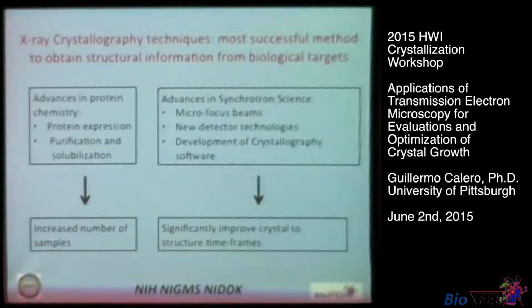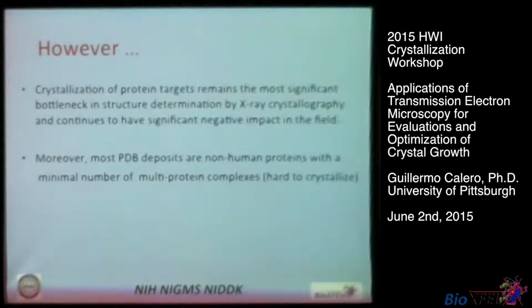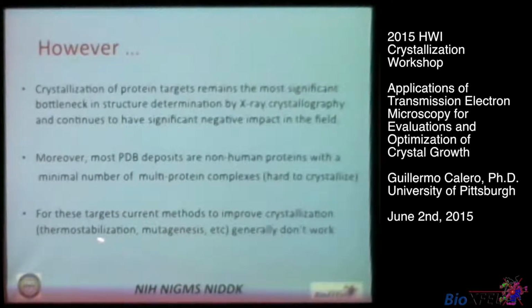However, crystallization of protein remains the most significant bottleneck in structural determination by X-ray, and continues to have a significant negative impact in the field. As I said before, most of the PDB deposits are non-human proteins with a minimal number of multiprotein complexes, which are really hard to crystallize. For these large multiprotein complexes, current methods to improve crystallization, such as protein thermostabilization or alanine scanning mutagenesis, generally don't work.